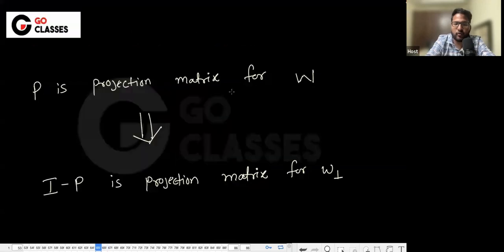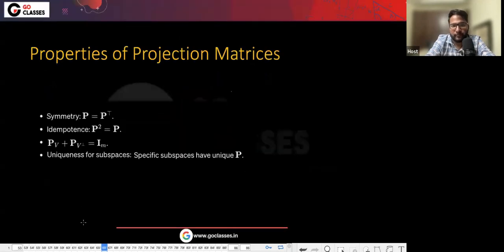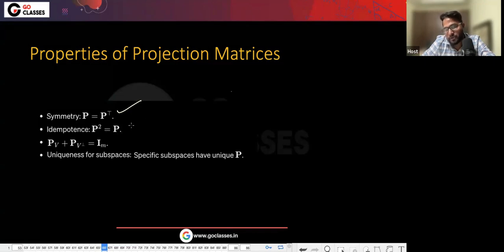If you add these two, you will anyway get the identity. The projection matrix has some properties: it is symmetric. If you do the projection again and again, you will get the same vector, so it is idempotent. If you add the projection matrix P and the projection matrix onto the orthogonal complement, you will get the identity. That's what we have just shown. And it is unique for the given subspace. We can easily verify this by adding P and I minus P, and you get I.